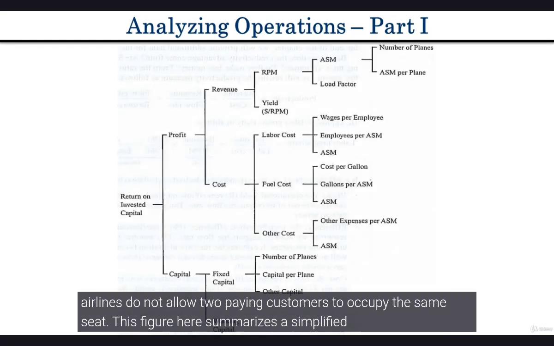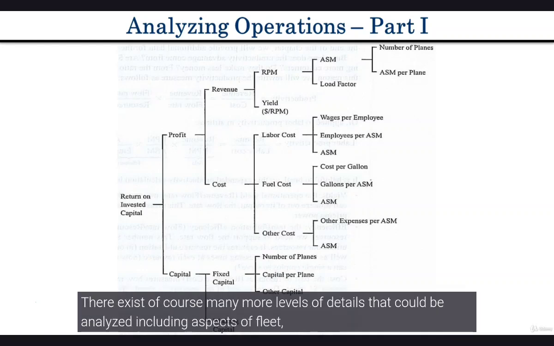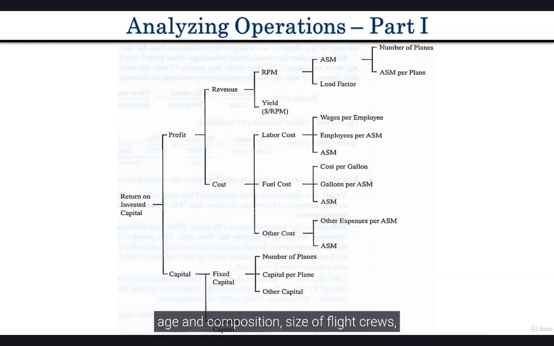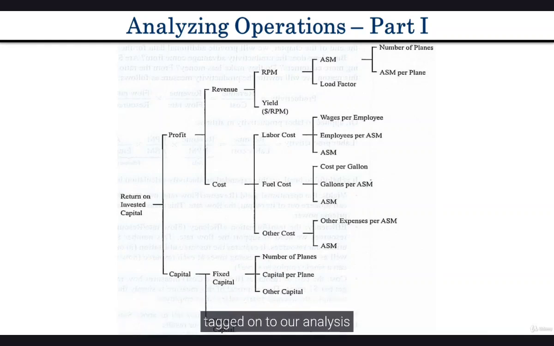This figure here summarizes a simplified version of a return on investment capital tree for an airline. There exist, of course, many more levels of detail that could be analyzed, including aspects of fleet age and composition, size of flight crews, the percentage of flying time of an aircraft, and so on. But since we are growing this tree from left to right, any additional level of detail could be simply tagged on to our analysis in this figure.